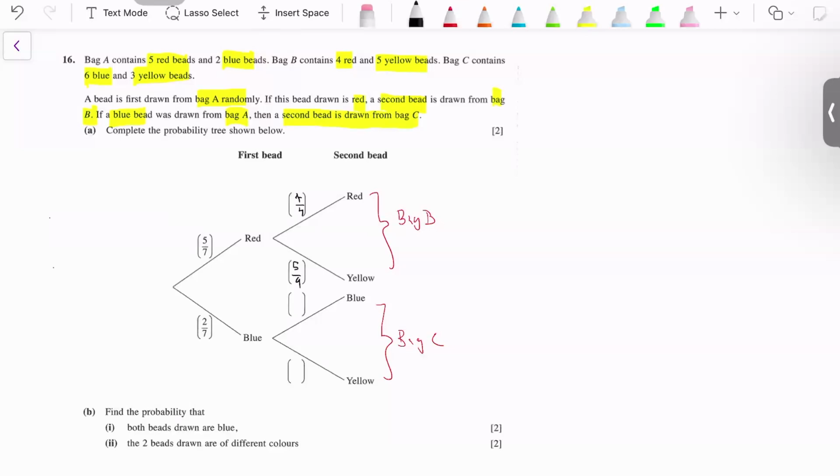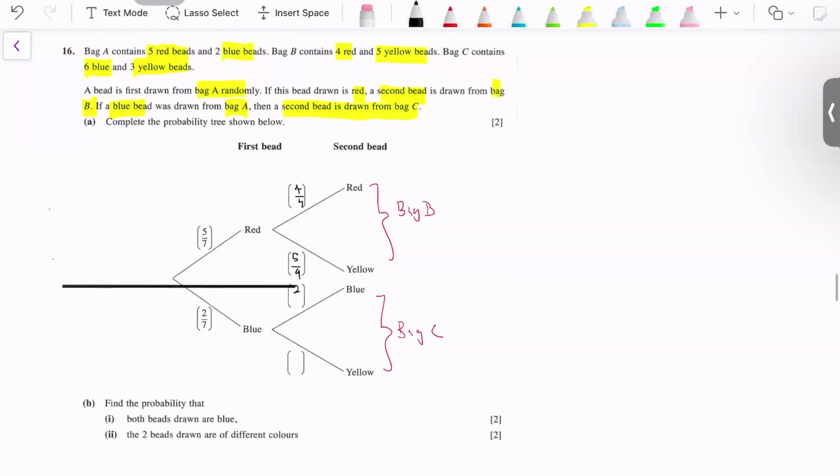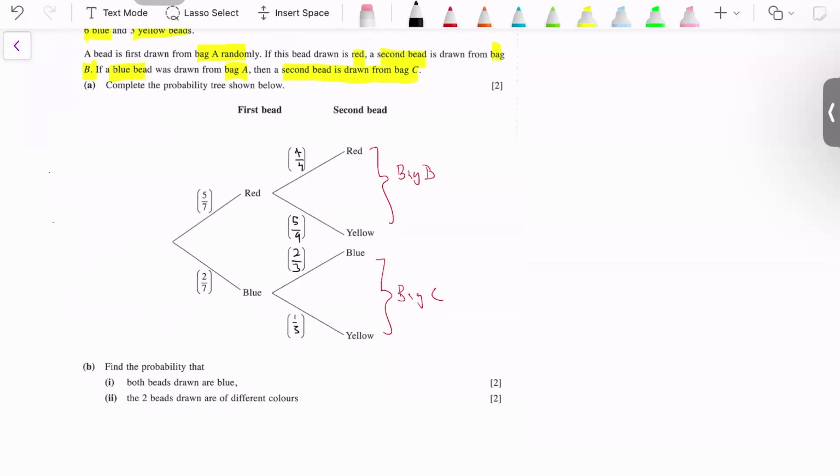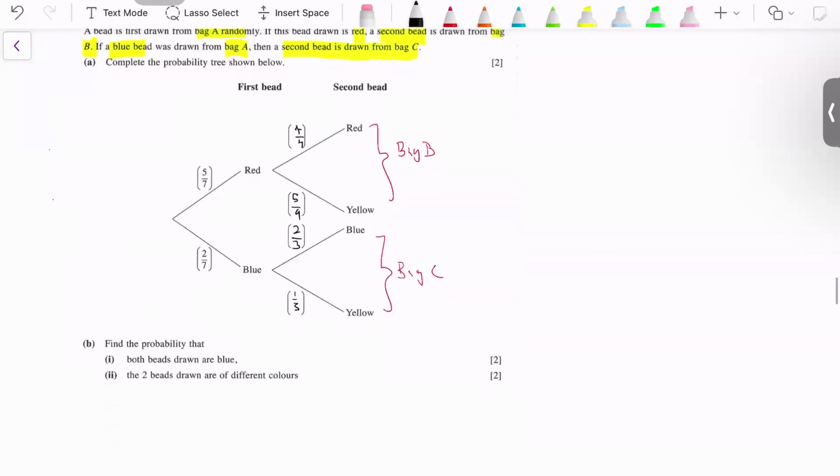So for bag C, the probability of a blue bead is 6 out of 9, which is 2/3. And the probability of a yellow bead is 3 out of 9, which is 1/3. Okay. So in this case, they say find the probability that both beads drawn are blue. Which means the probability of both beads drawn being blue is 2/7 multiplied by 2/3, which gives us 4/21.